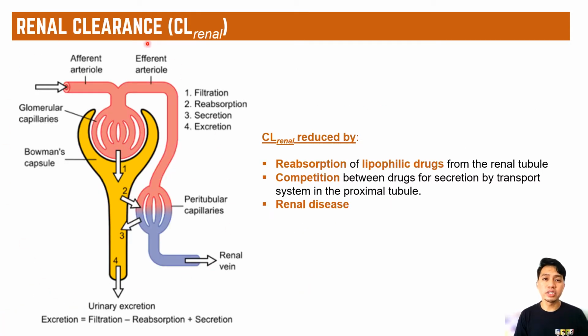Renal clearance can be reduced by the reabsorption of lipophilic drugs from the renal tubule back into the bloodstream. Besides that, it can also be reduced by competition between drugs for secretion by transport systems in the proximal tubules. It can also be reduced by renal disease, which decreases glomerular filtration as well as tubular secretion of the drugs.